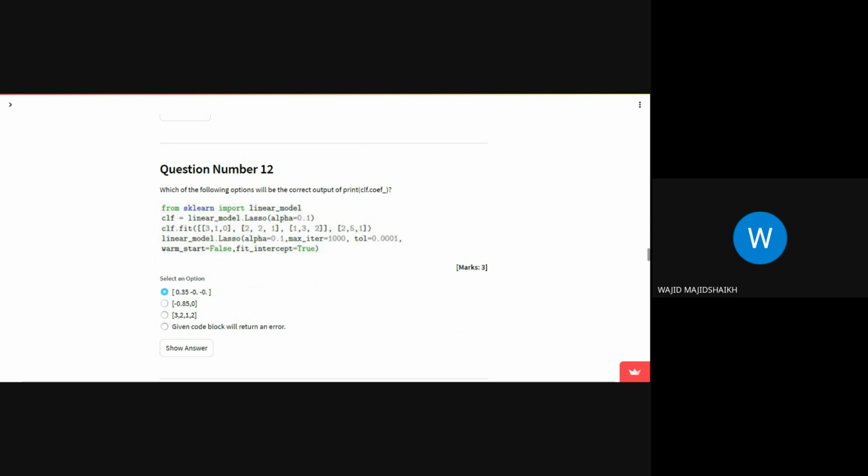It's giving an error, ma'am, because we did not mention the value of y in it. No, we are mentioning it. This is an array which has 3, 1, 0 as one row, 2, 2, 1 as one row, and 1, 3, 2 as one row. This is the feature matrix. Here 2, 5, 1 is another value, which is the y vector.